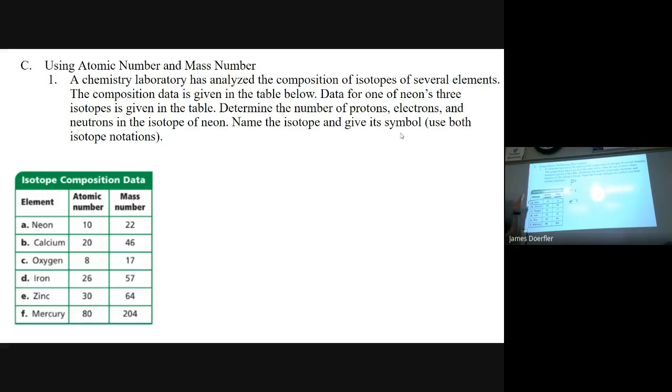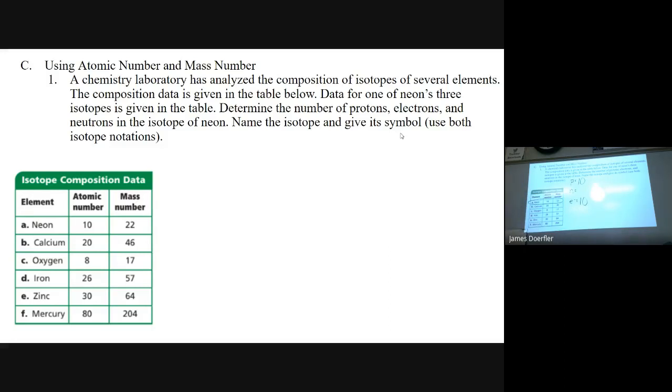First, we have the atomic number. Second, we have the mass number. Based off of that information, how many protons does this isotope of neon have? 10. Atomic number 10. So it has 10 protons. Let's hop down to electrons. It doesn't say, but neon is a noble gas. Neon will always be neutral. So how many electrons will this have? 10.